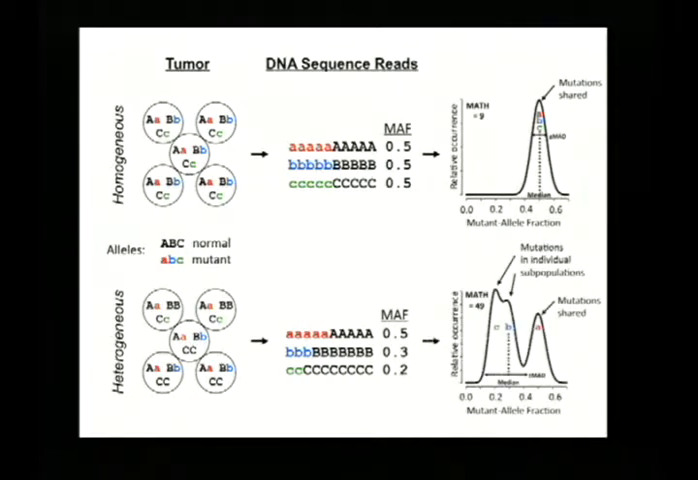Next slide. You're going to get a distribution that's much wider, and your mutant allele fraction is going to drop. So you would say in this idealized setting, this is a homogeneous tumor, and this is a heterogeneous tumor. Now remember, when we use exon sequencing, we're looking at 36,000 exons, usually an average read depth of 100 to 150. So you're getting a huge amount of information.